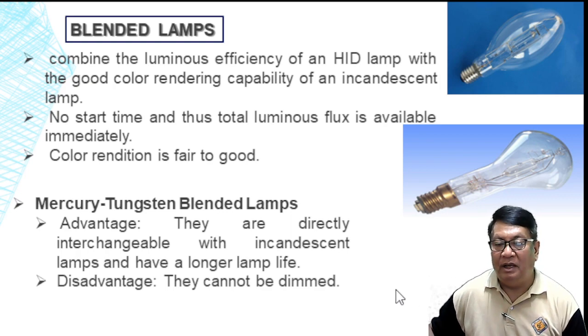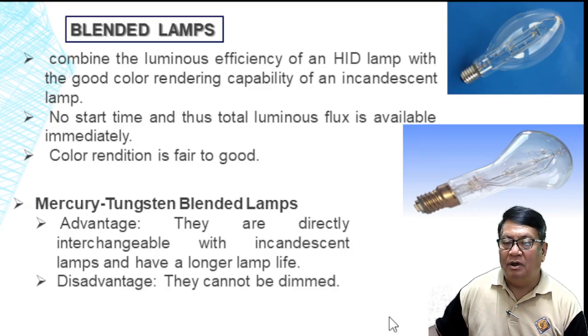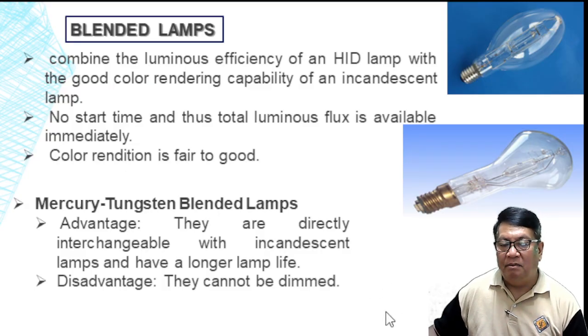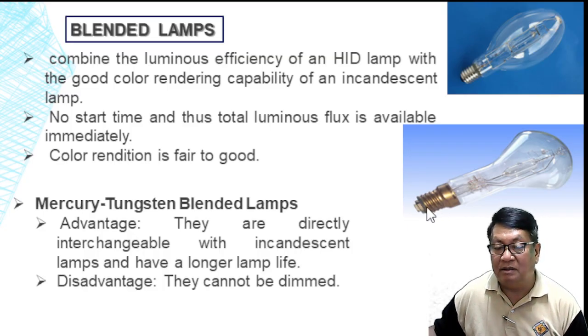No, it will immediately render its capable or the available color. Okay. We have also the mercury tungsten blended lamps. The advantage of this mercury tungsten blended lamp is that they are directly interchangeable with incandescent lamps and have a longer lifespan. Okay, so according to this base, it is also threaded, and then you can replace this mercury tungsten blended lamp directly if you already have your incandescent receptacles or incandescent bulbs.